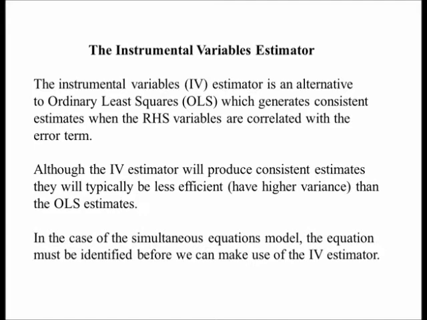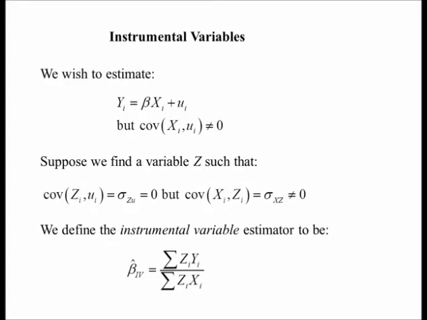Okay, now the other point to note before we start is that if we consider the case of the simultaneous equations model, which is the one we were looking at in the previous lecture, then before we can use the instrumental variable estimator, we must establish that the equation that we want to estimate is identified. We can either estimate just identified or over-identified equations, but if the equation is under-identified, we won't be able to use the instrumental variable estimator. So it won't solve the identification problem for us. We must establish that the equation is identified before we use this particular estimator.